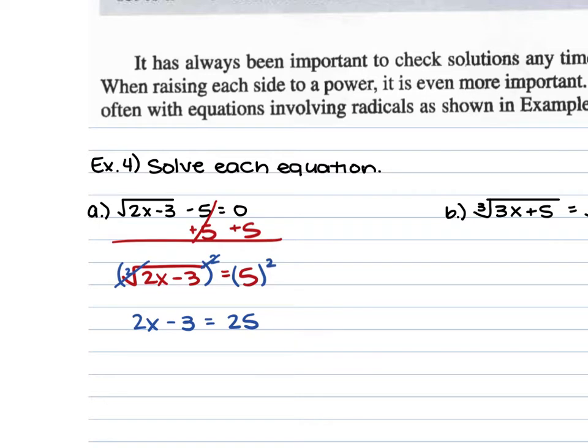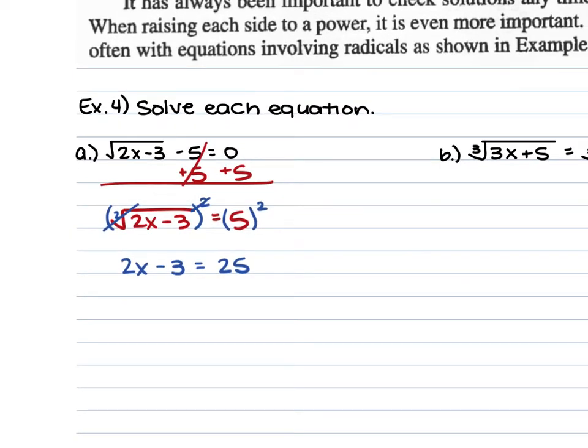From here, we just solve for x like a normal equation. We're going to undo addition or subtraction before we undo multiplication or division. So we're going to add the 3 to both sides. We get 2x is equal to 28. Then we divide each side by the 2. And we get that x is equal to 14.